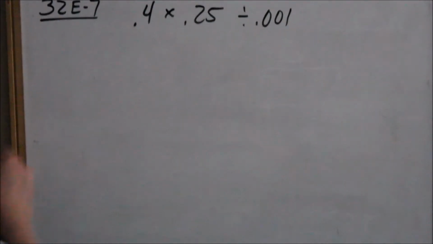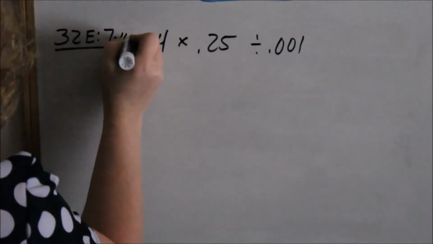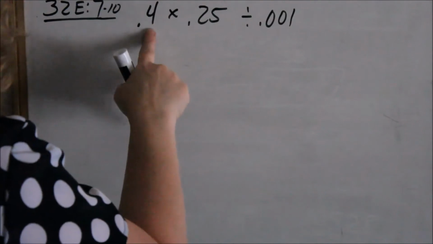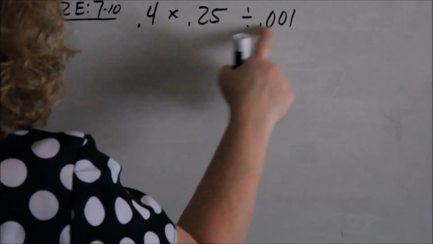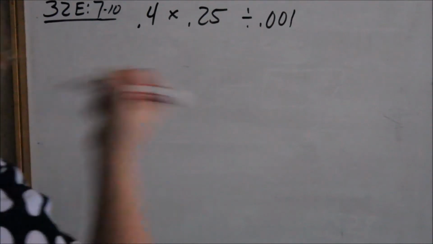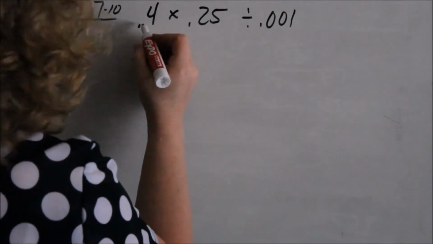This is actually 7 through 10. So 7 through 10, I'm just going to work it all out together. You have a decimal times a decimal, then divided by another decimal. So my recommendation is to do this in 2 steps.